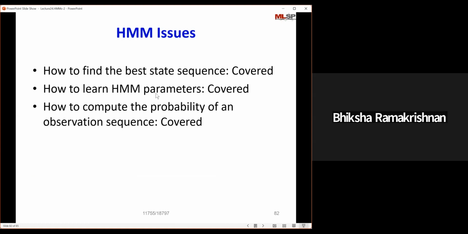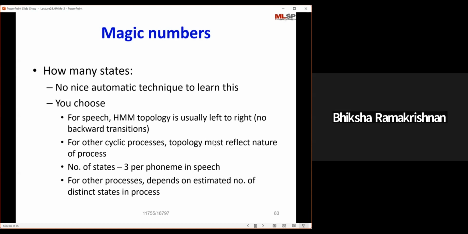So we've covered all the major HMM issues: how to find the best state sequence, how to learn HMM parameters, and how to compute the probability of an observation sequence. There are some magic numbers: how many states should you use to model the HMM? There's no automatic technique for this, so you've got to choose something. For processes like speech, the HMM topology chosen is usually left to right, no backward transitions. For other processes, the topology must reflect the nature of the process.